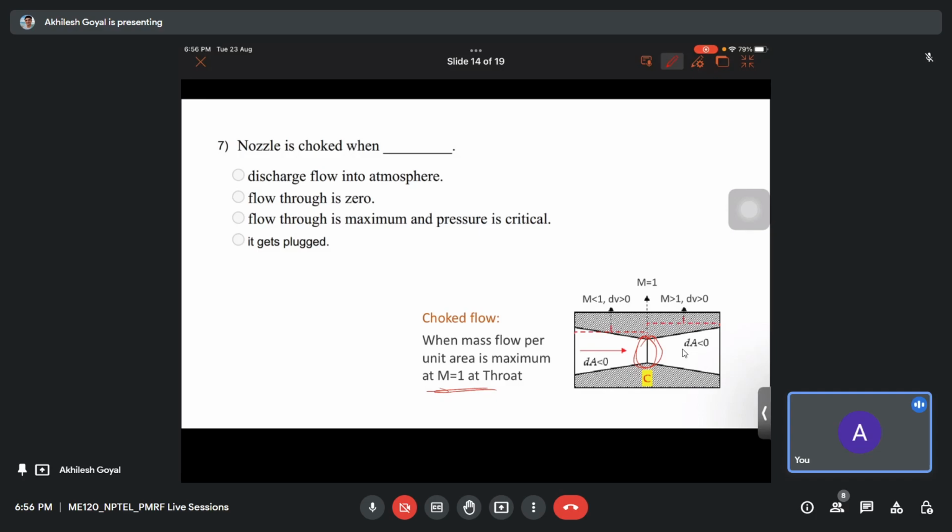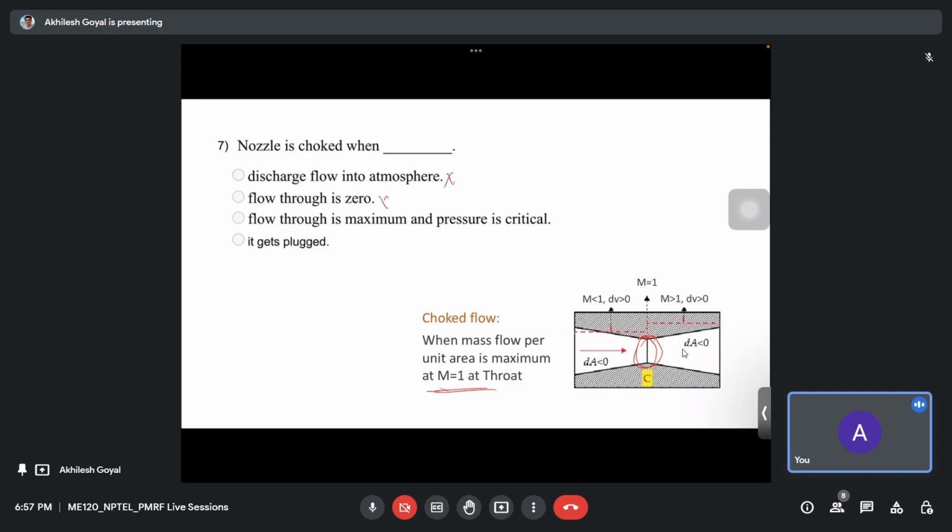So here we see the options. Nozzle is choked when discharge flows into atmosphere, no. Flow through is zero, no. Flow through is maximum, yes. And pressure is critical, yes. So option 3 is right. It is a very conceptual question. We already discussed it. So let's move to the next question.